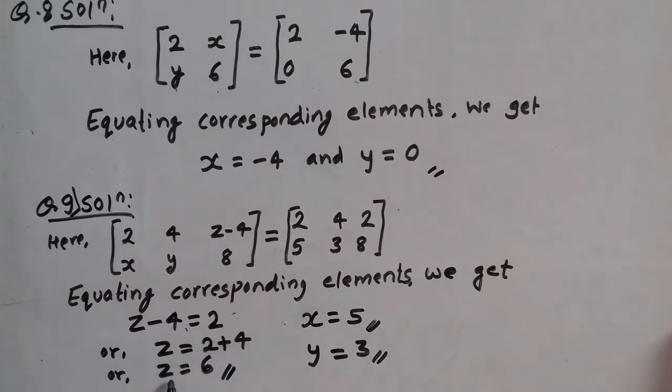So we have got the value of z as 6, and this x is element of second row and first column, and here element 5 is in second row and first column. So x is equals to 5. Similarly, y is element of second row and second column, and here 3 is element of second row and second column. So y is equals to 3.